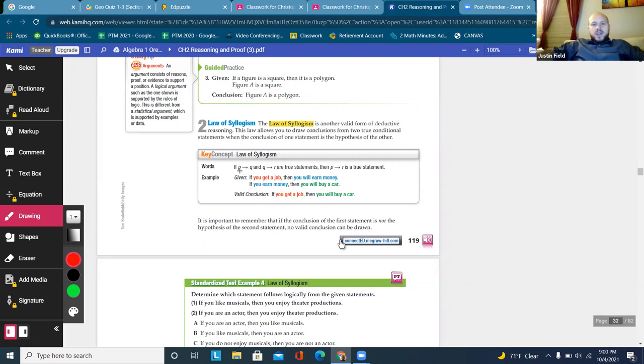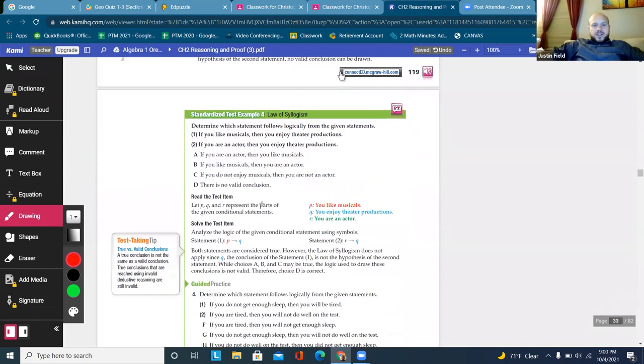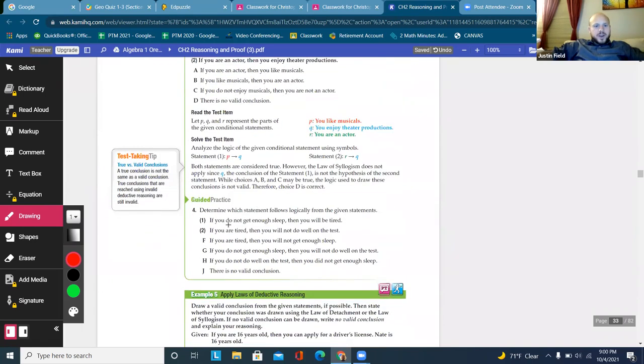If P implies Q and Q implies R, then cross out the middleman, P implies R. Okay, it's like the transitive property of logic. All right, so let's make some syllogisms here. Okay, determine whether a statement follows logically from the given statement.